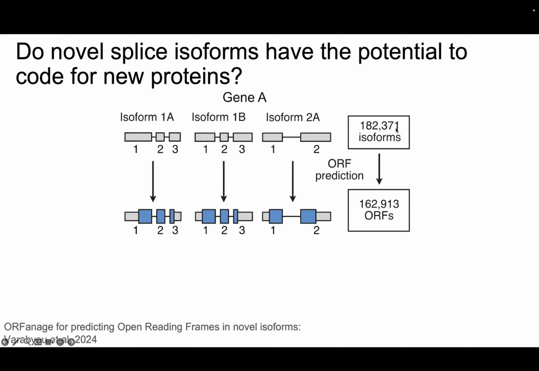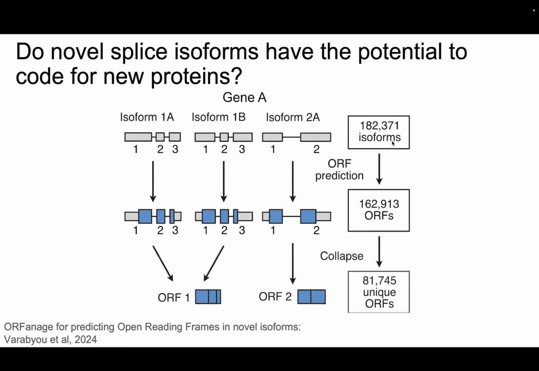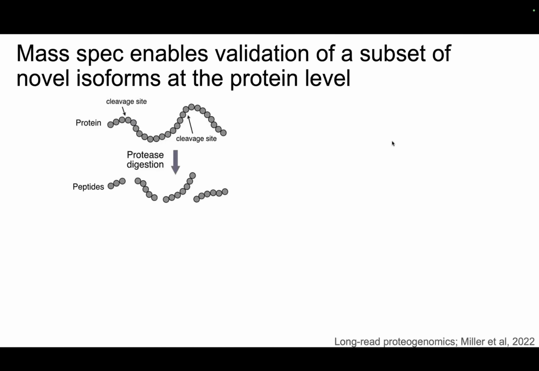From our set of almost 200,000 splice isoforms, 162,000 of them have the potential to be translated and have open reading frames. Because different open reading frames can code for the same proteins, since they can have different UTRs, we have a set of 81,000 unique ORFs that have the potential to be translated into proteins. This set of open reading frames is then the input to the next part of our project.